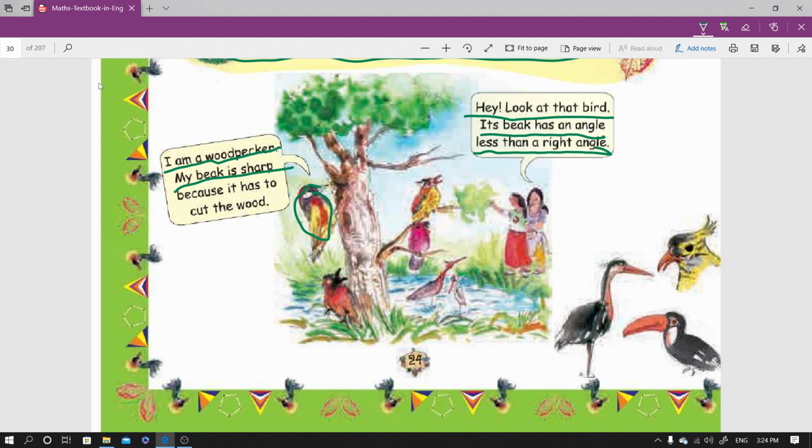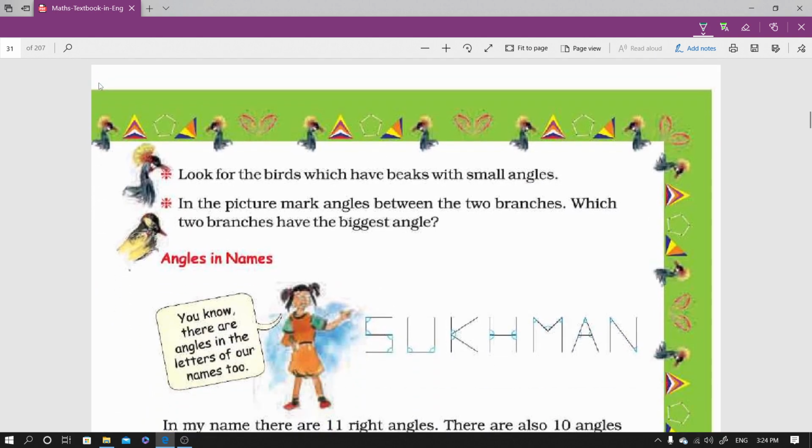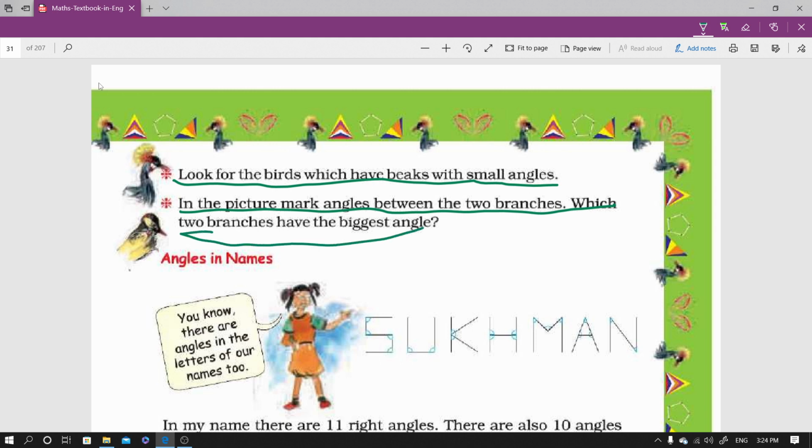My beak is sharp because it has to cut the wood. Look at the birds which have beaks with small angles. On the picture, mark angles between the two branches. Which two branches have the biggest angles?